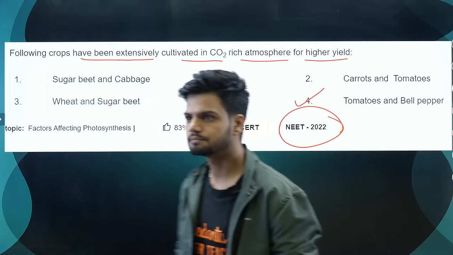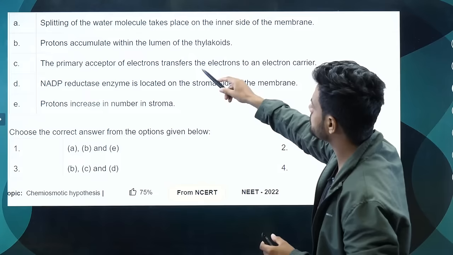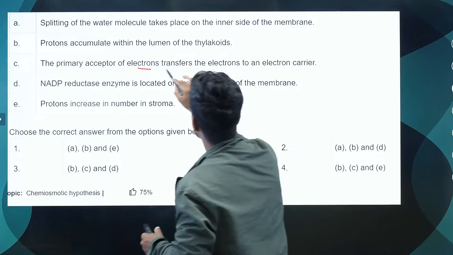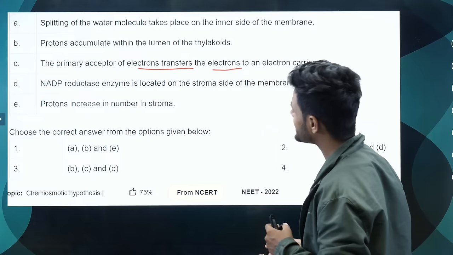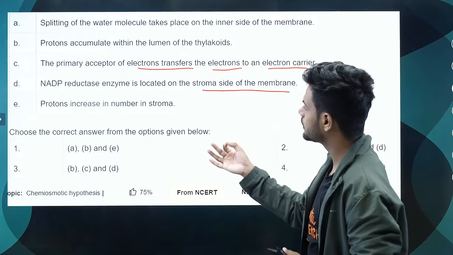Okay. Next question. Splitting of water molecule takes place on the inner side of the membrane. True. Proton accumulation within the lumen of the thylakoid. The primary acceptor of electrons transfers the electrons to the electron carrier. NADP reductase enzyme is located on the stroma side of the membrane. Proton increase in the number in the stroma.